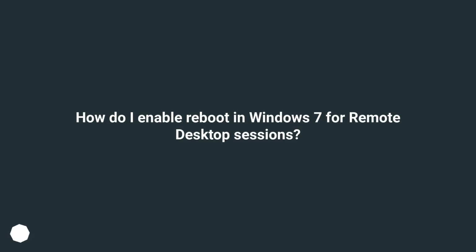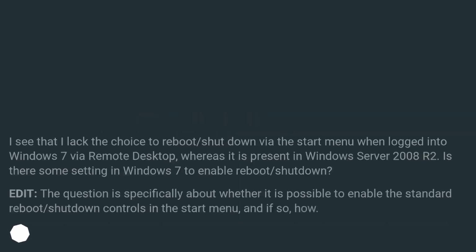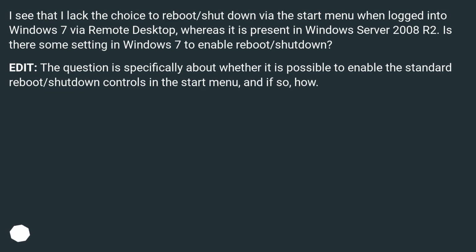How do I enable reboot in Windows 7 for remote desktop sessions? I see that I lack the choice to reboot/shutdown via the start menu when logged into Windows 7 via remote desktop, whereas it is present in Windows Server 2008 R2. Is there some setting in Windows 7 to enable reboot/shutdown?